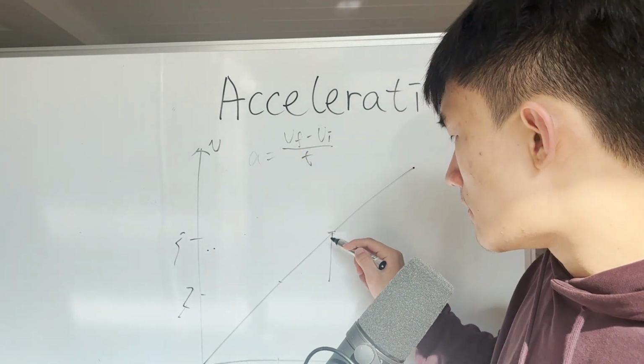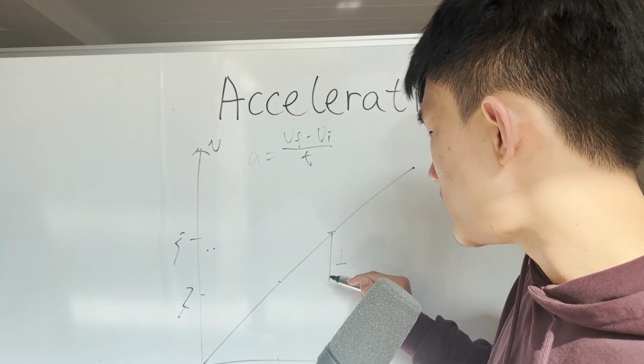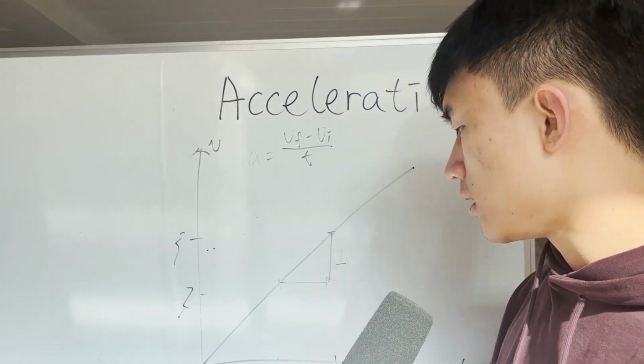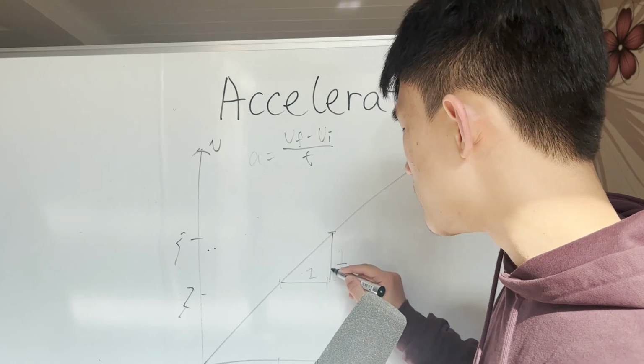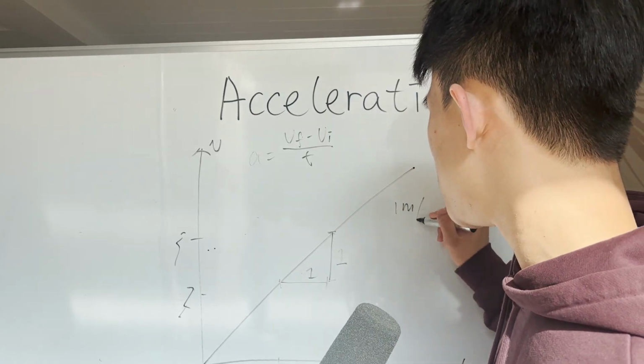So 3 minus 2, which is 1. All right, divided by time span, which is also 3 minus 2, which is 1. So my acceleration is 1 meters per second squared.